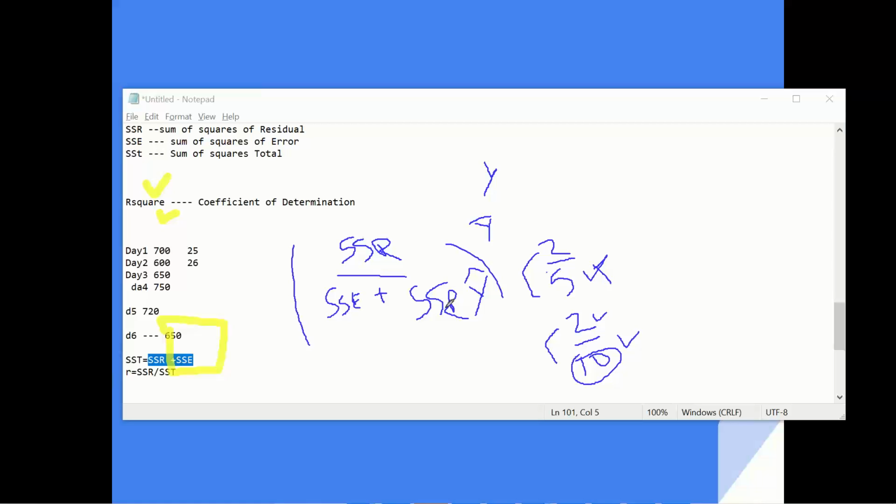Right? Now if my error is 0, you are saying R square is 1. If my error is 0, can I say that my model is perfect? So if my R square is 1, can I say my model is perfect?